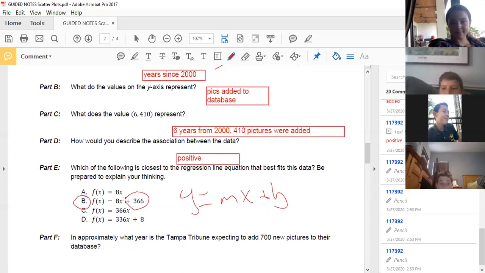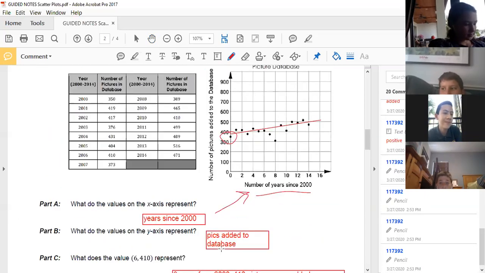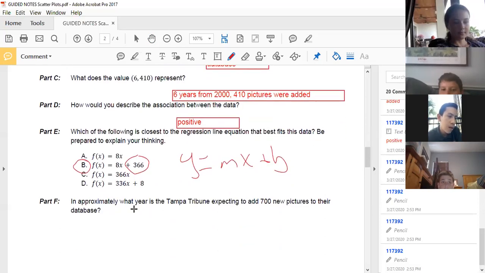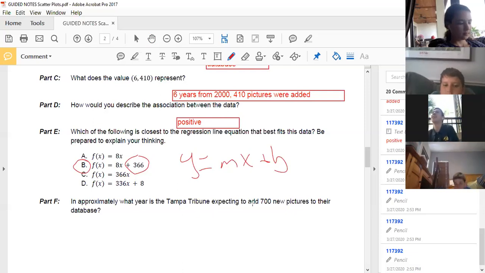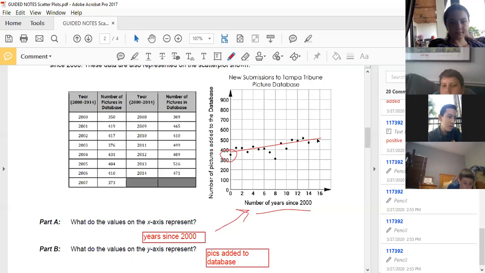Make sense? Yeah. Cool. All right, so given what we know with our line of regression, which remember just gives us a prediction, generally, if another point got thrown in there, it'd be around that line. So given our line of regression, what year would we expect to have 700? Ooh, man, that's going to be tough. What year would we expect to have 700 pictures? I'm going to have to extend this line a little bit.